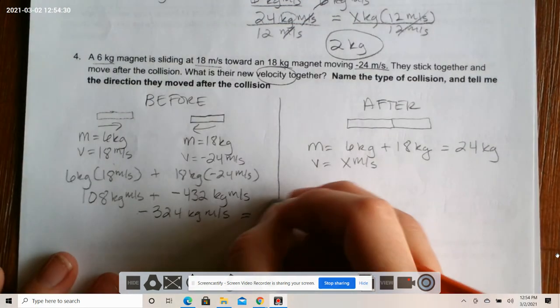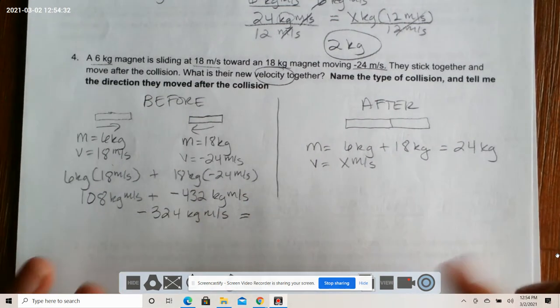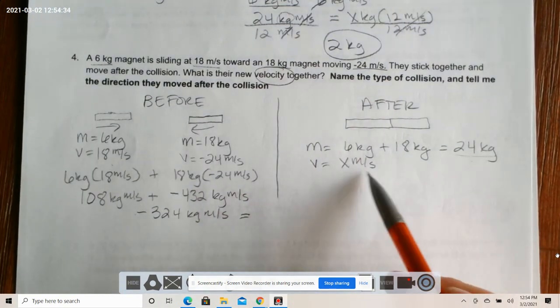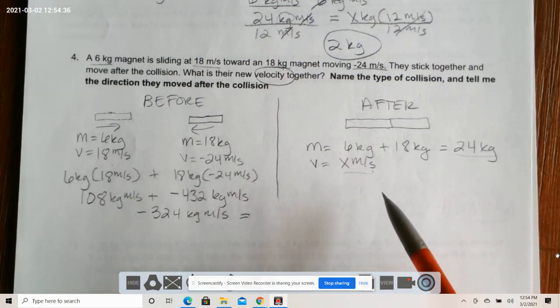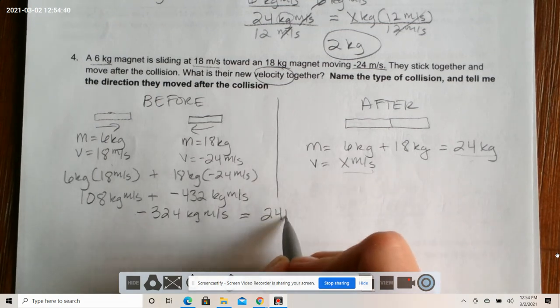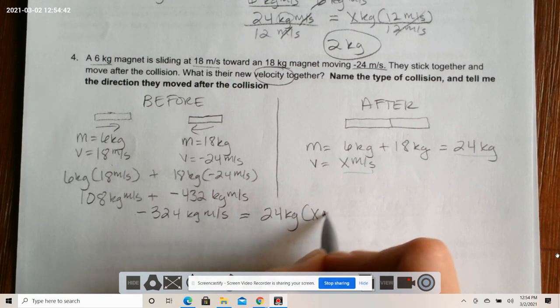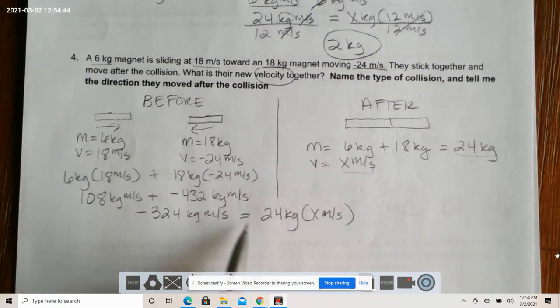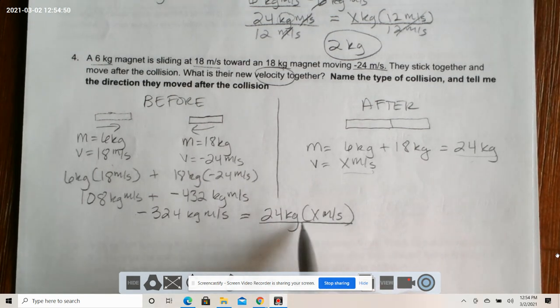So now I need to do the after. Well, I already know that I have 24 kilograms of mass and an x for my velocity, so there's not much I can do. So I'm just going to move it down here, mass times velocity, 24 kilograms times x meters per second. So now I have it all in one line. I can set it up and solve for x. So remember, I have to get rid of my 24 kilograms to get x by itself. So I divide it out.